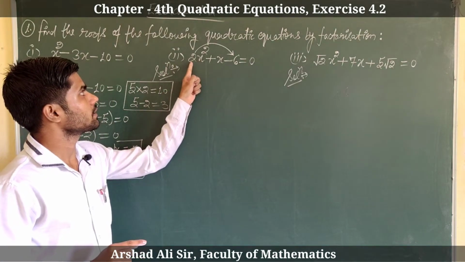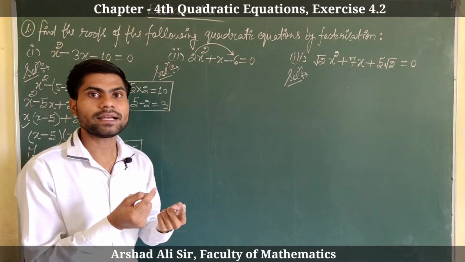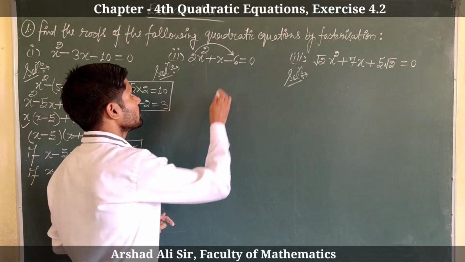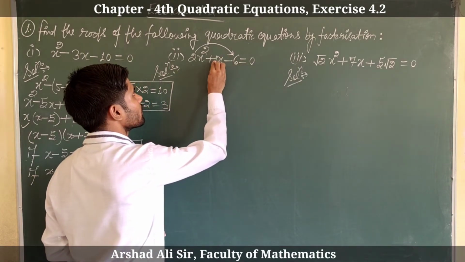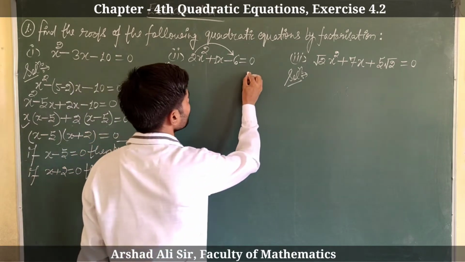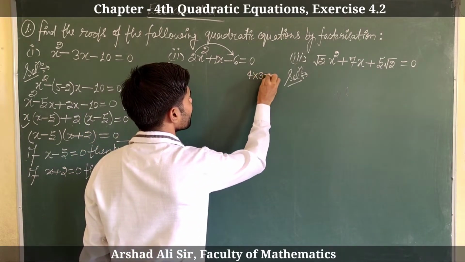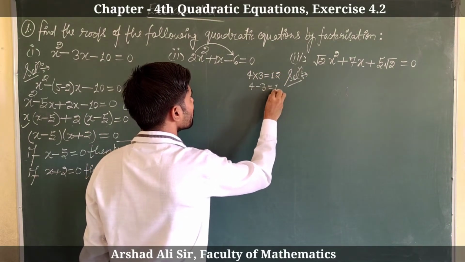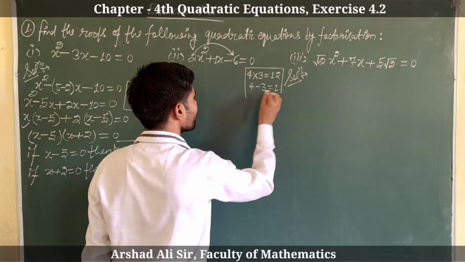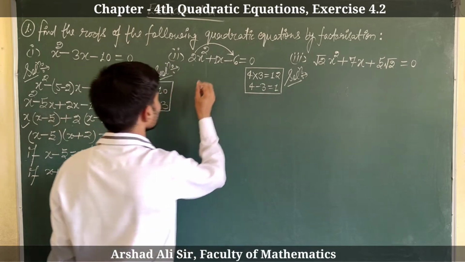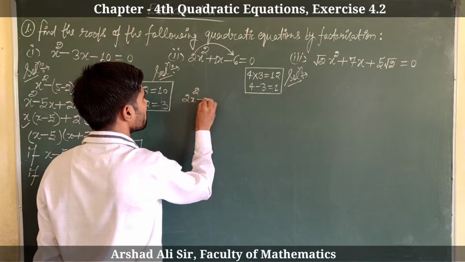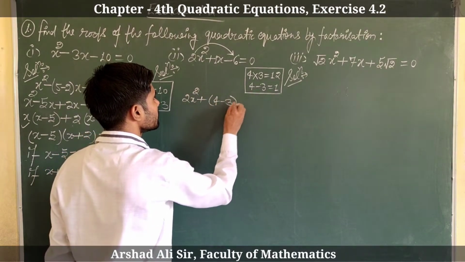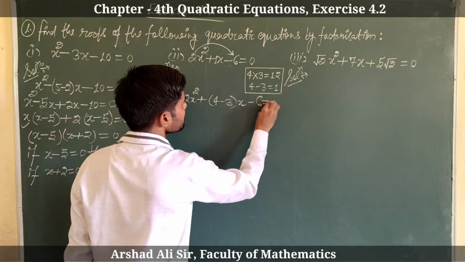Okay, you have to remember this thing. Coefficient of x square and constant term will be multiplied to each other. Now 12, we will find such type of factors if their difference is 1. Now 4 times 3 is 12, and 4 minus 3 is equal to 1. I hope you have no problem. Now 2x square plus, instead of 1 we can write 4 minus 3 into x, minus 6 will be same is equal to 0.